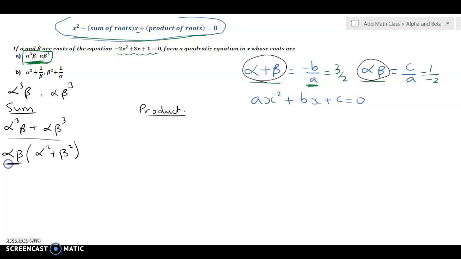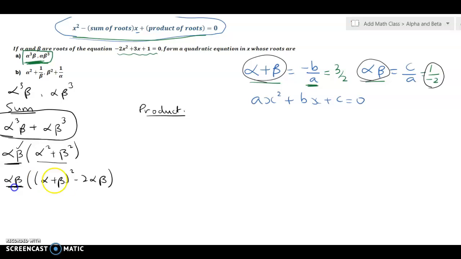Now this is nice what I have here. I have alpha beta here, which I know is already minus a half, so that's great. However, alpha squared plus beta squared is a little more difficult to simplify. But in my previous video, I showed you all how alpha squared plus beta squared is really, and I'll write it here, alpha plus beta all squared minus 2 alpha beta. Now actually what you're seeing here is I have simplified this expression into just alpha beta here and here, and an alpha plus beta.